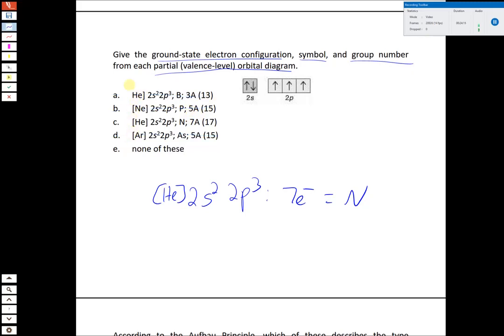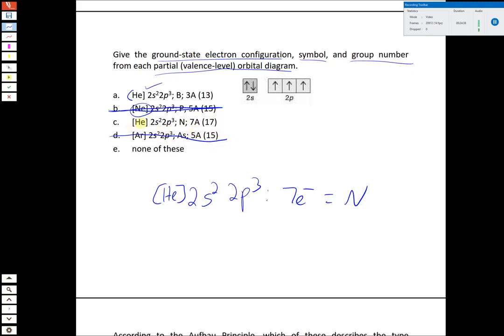I was looking at this too quickly. So this electron configuration is correct, but this one is wrong because the core should be helium and not neon. So this has both the wrong electron configuration and the wrong element. I apologize for that misspeak earlier. Same one here. This has the wrong core electrons. It wouldn't be argon core electrons for 2s2, 2p3. It would be helium core electrons. So again, wrong configuration and wrong element.